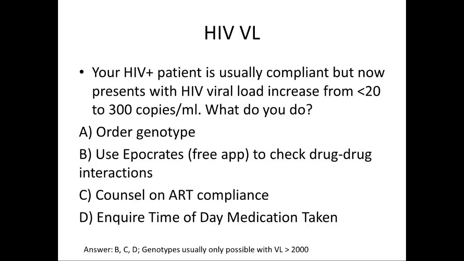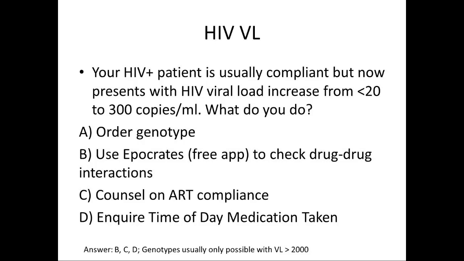So, HIV viral load. Let's assume that your patient is compliant. It's not just a compliance problem, and they have a viral load increase to about 300, 400 copies, 800 copies. What do you do? Do you just order a genotype? Do you check drug-drug interactions? Do you really doubt that they're compliant and give them another lecture? Or do you inquire about the time of day the medication is taken?